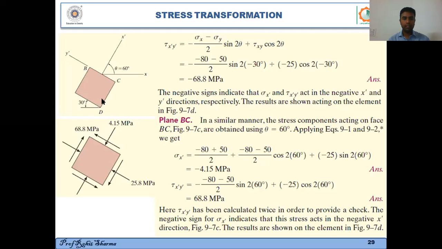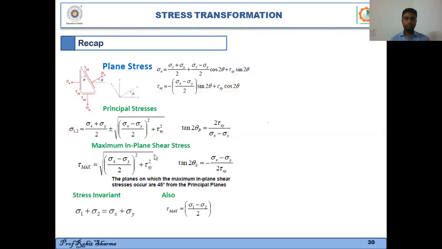So you have rotated this element, and now you can draw the normal stresses on it. The normal stress was minus 25.8, which means it was compressive. So this is a compressive stress of 25.8, and again the shear stress was negative, right? So the shear stress will act in the downward direction. Had it been positive, it would have acted in the upward direction, right?